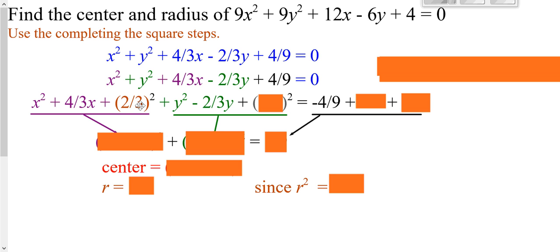Now if I add it on the left side, I'd also have to add it on the right side. And 2/3 squared, when you square the top and the bottom, is 4/9. Same idea here. I'd have to go ahead and take half of this, 2/3 times 1 over 2 would be 2 over 6, or 1/3. So I've got to go 1/3 squared here, and if I add it on the left, I've got to add it on the right.